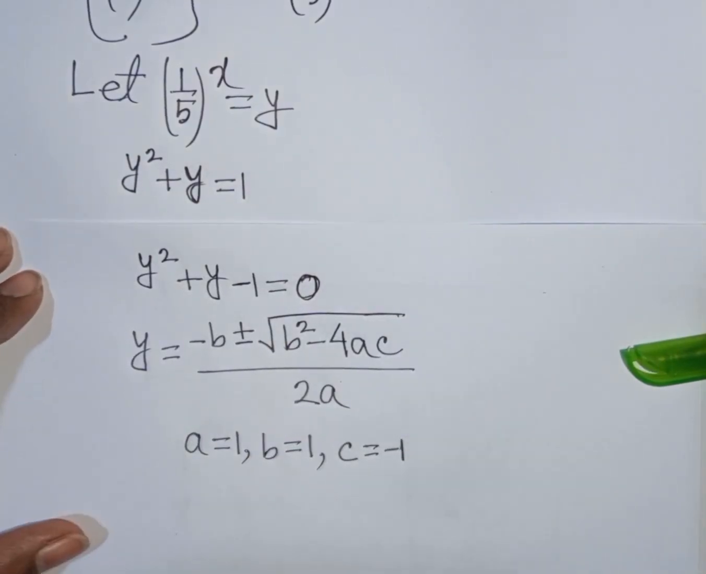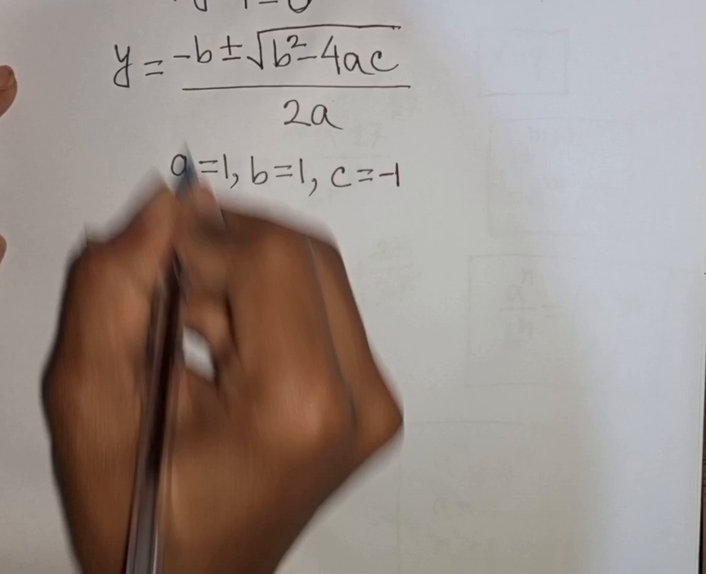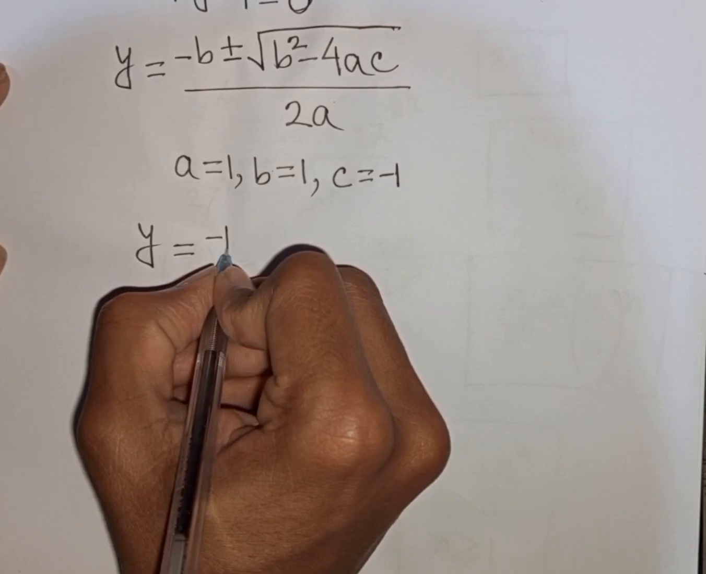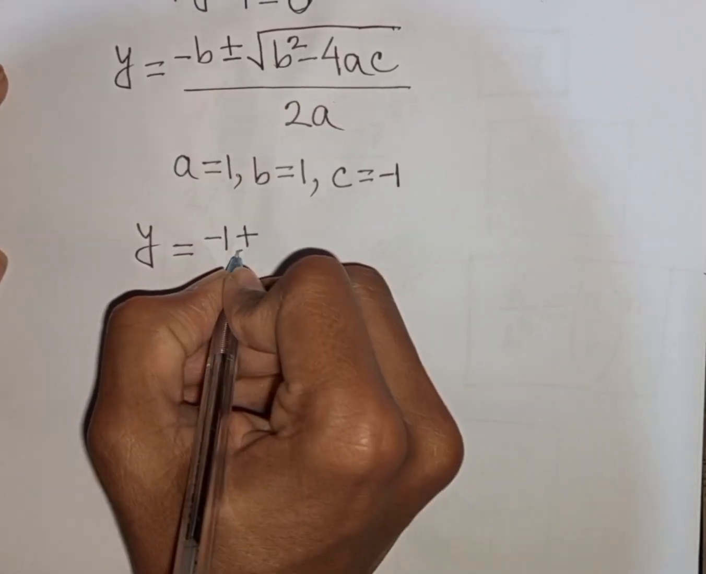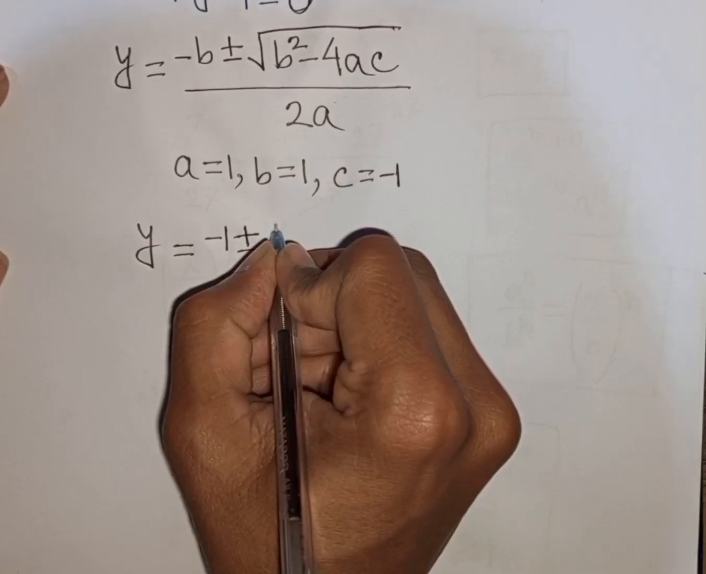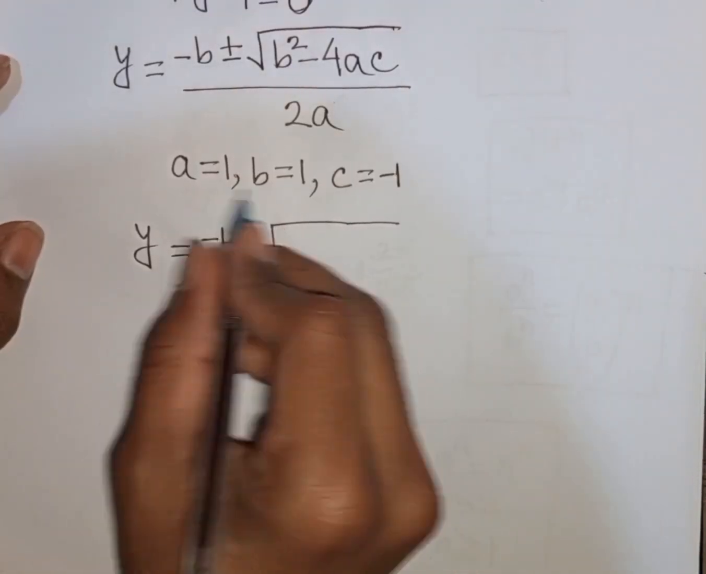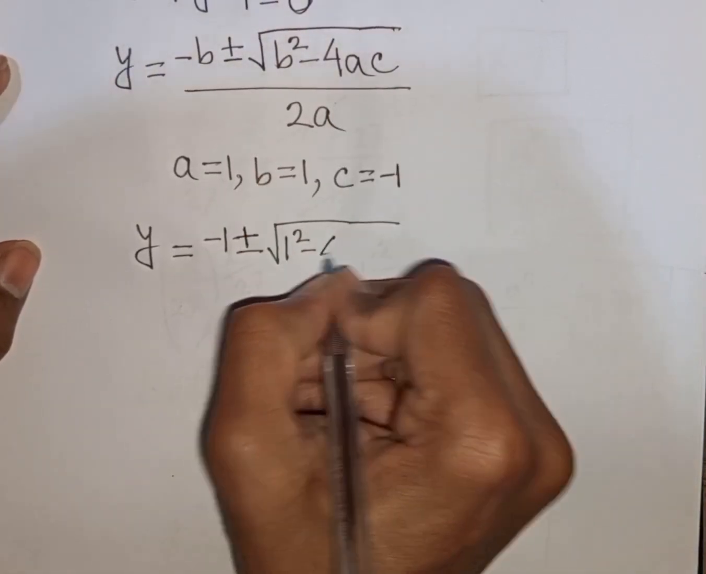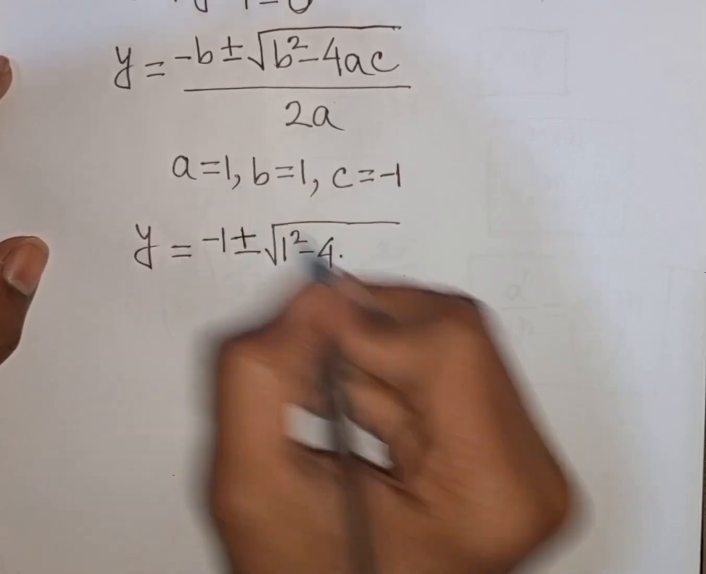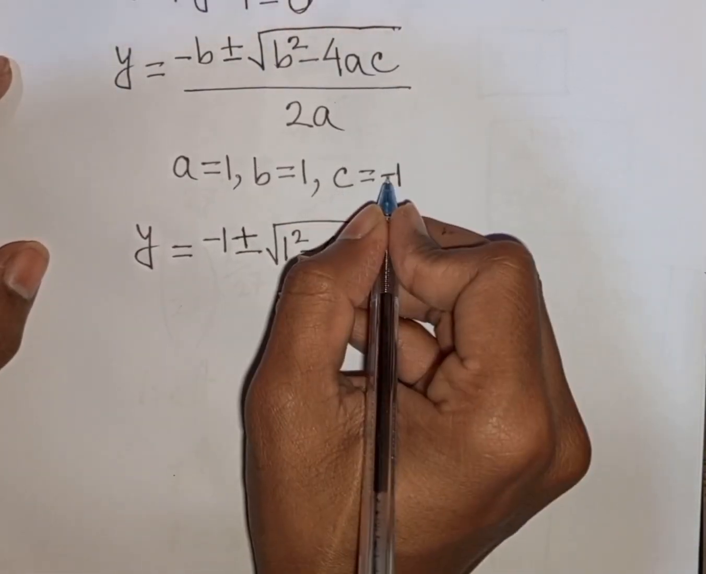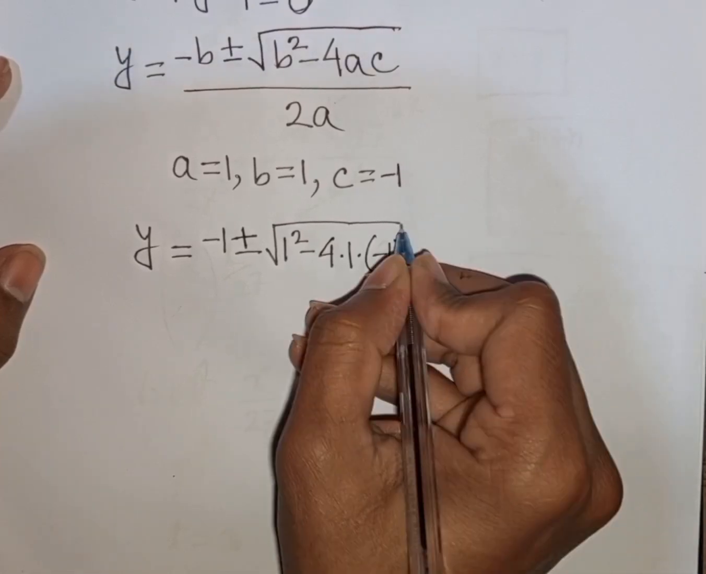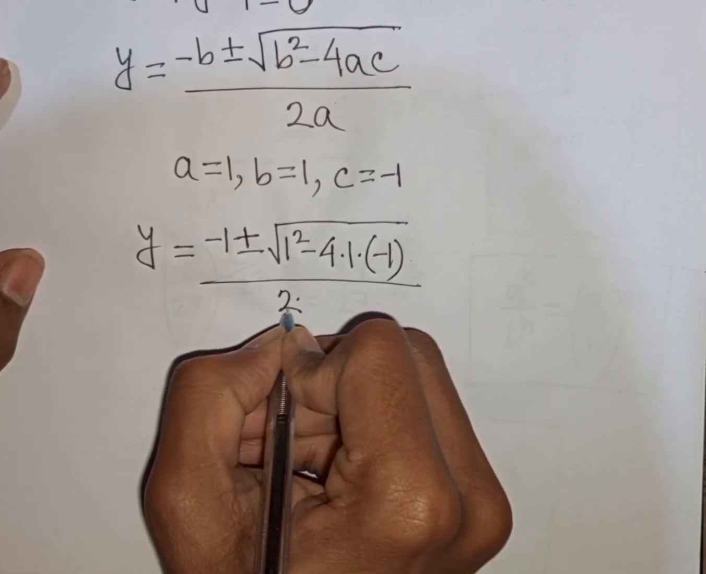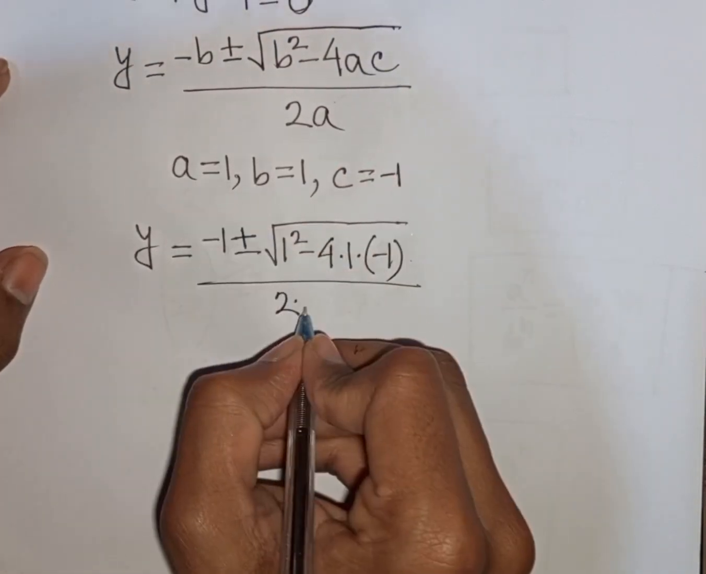Now, we can write y is equal to minus b, that means minus 1, then plus or minus the square root of b squared, that means 1 squared, minus 4 times a, that means 1, times c, that means negative 1. Then divided by 2 times a, that means 1.